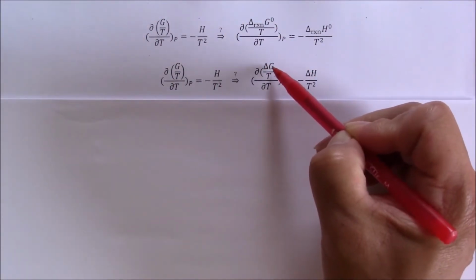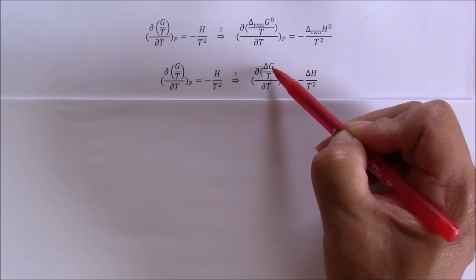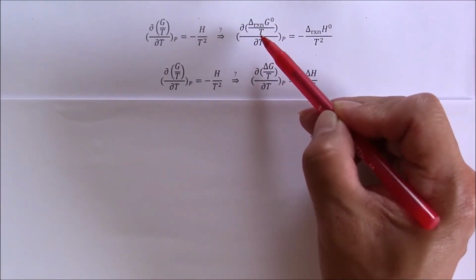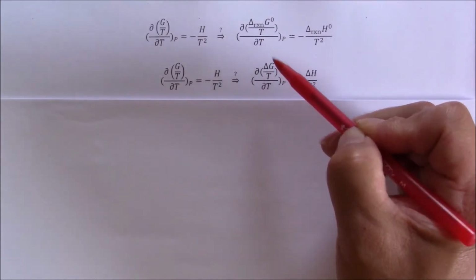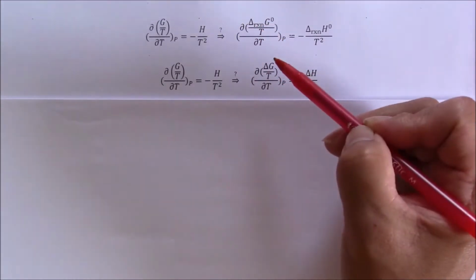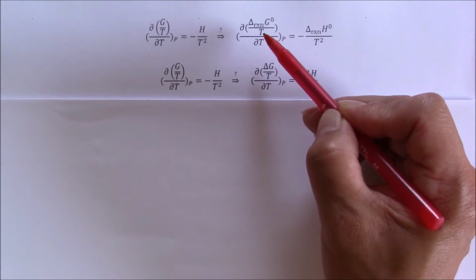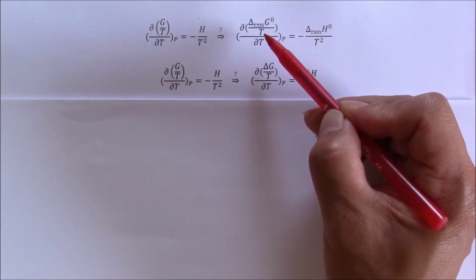Delta G means the change of Gibbs energy of any process. This delta G reaction is the change of G of a chemical reaction. So delta G is more general than delta G reaction. Delta G reaction is also equal to the Gibbs energy of the final state minus the Gibbs energy of the initial state. But the final state of a reaction is the product. The initial state is the reactants.